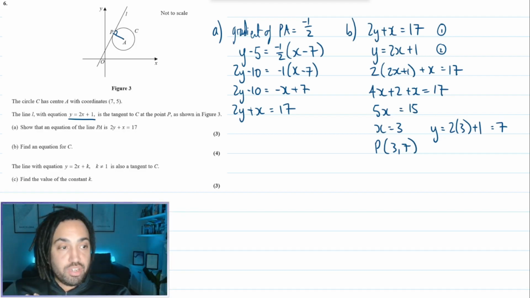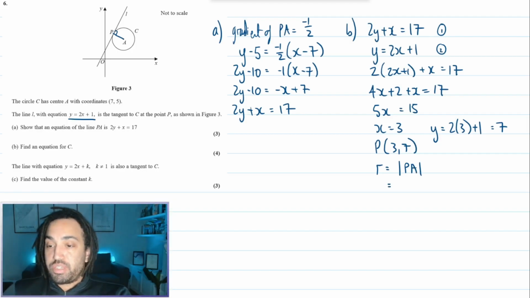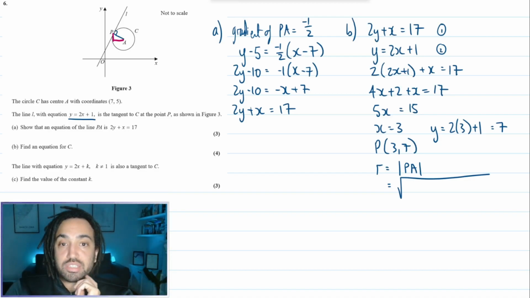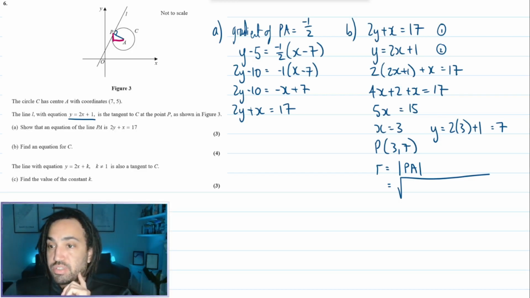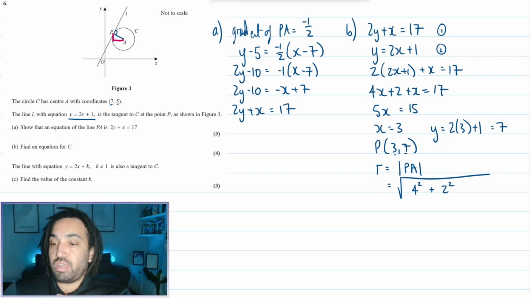So now what I need to do is find the distance. The radius is equal to the distance of P to A. We do that by doing the square root of the difference in the x coordinates squared, because we're creating a tiny right angle triangle, and the difference in the x coordinates is the base of the triangle. We've got 7 here and 3 here, so it has a difference of 4. Then we add the difference in the y coordinates squared: we have 5 here and 7 here, so that's a difference of 2. So the radius is the square root of 20.